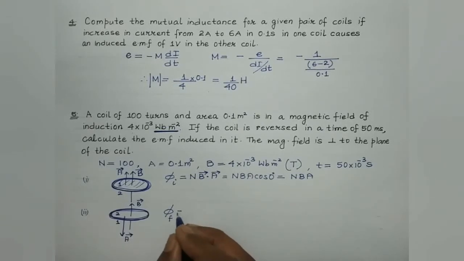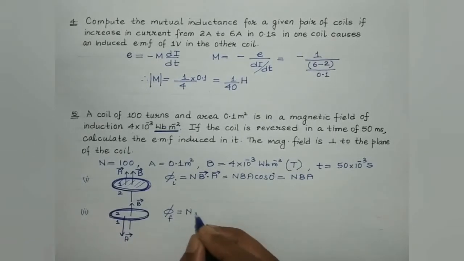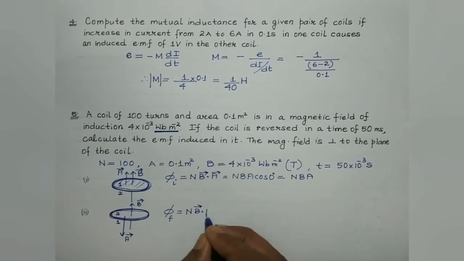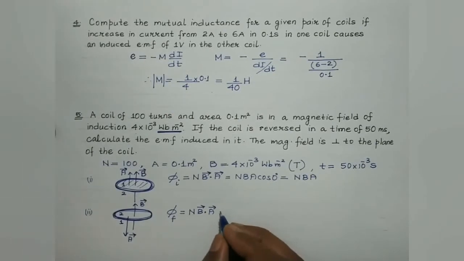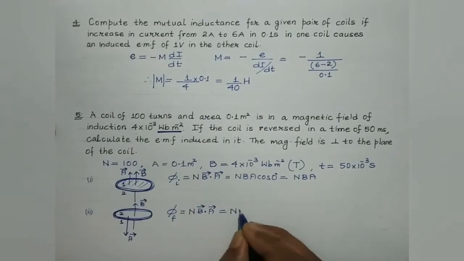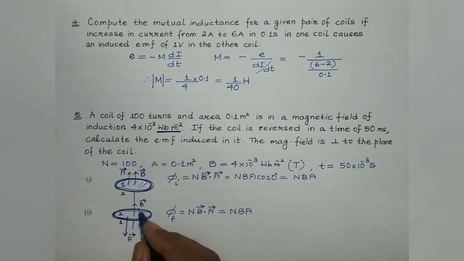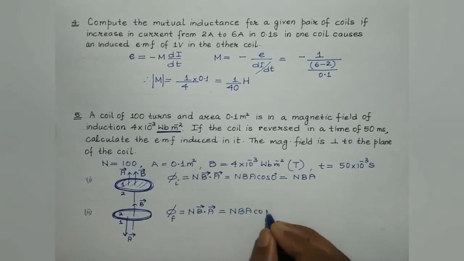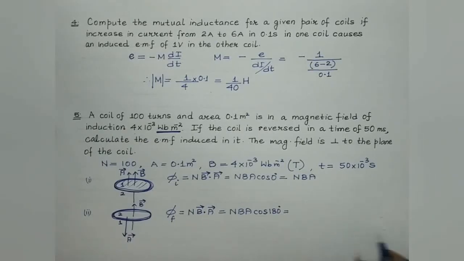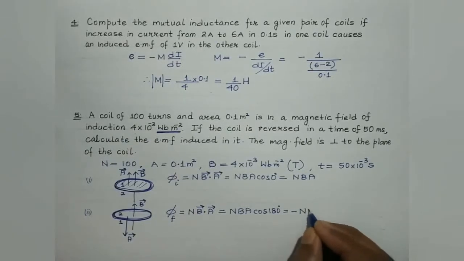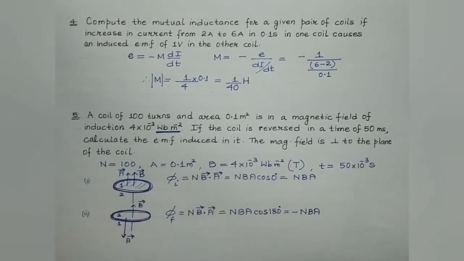So the final magnetic flux would be given by N B vector dot A vector, right? So here students, what we get is N is the number of turns, BA, and the angle between the magnetic field and the area vector, we are considering the first phase, right? So it is 180 degree. It is reversed. So the final angle is 180 degree. Cos 180 degree is minus 1. So it will be minus NBA. I hope it's pretty clear. So we are done with the initial magnetic flux and the final magnetic flux.